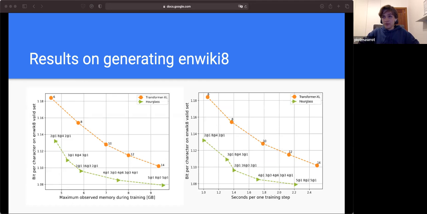What you can see on these graphs are our results on the enwik8 language modeling benchmark. First, please have a look at the graph on the left, where we plot maximum allocated memory during training against the final perplexity. We decided to compare ourselves with Transformer XL for 2 reasons. Firstly, it's a very strong baseline on enwik8 in general. Secondly, Hourglass uses Transformer XL with relative attention in the default implementation because we found it relatively easy to code.